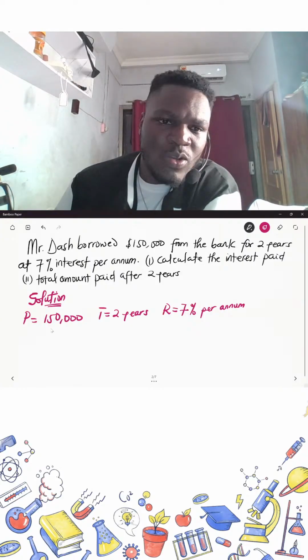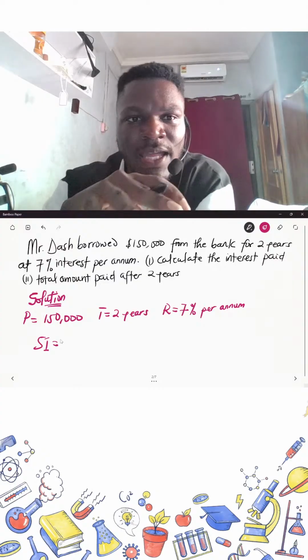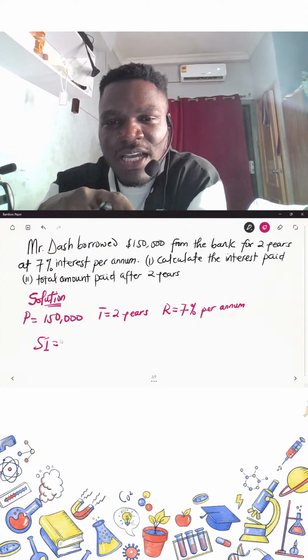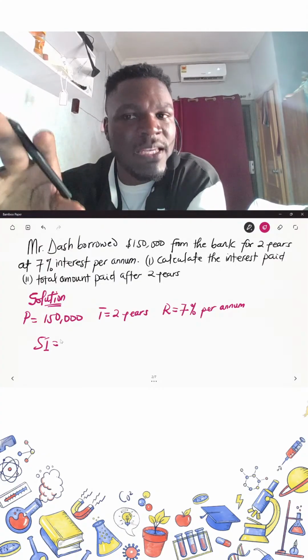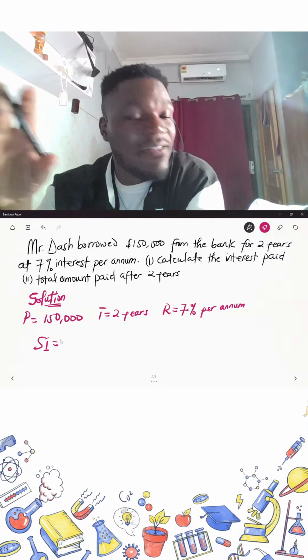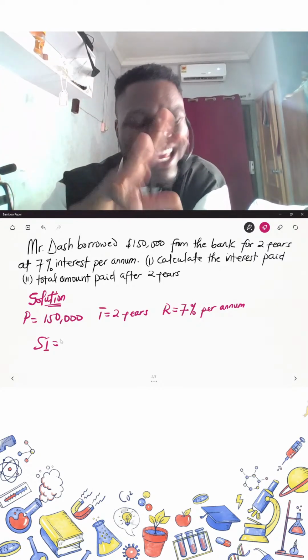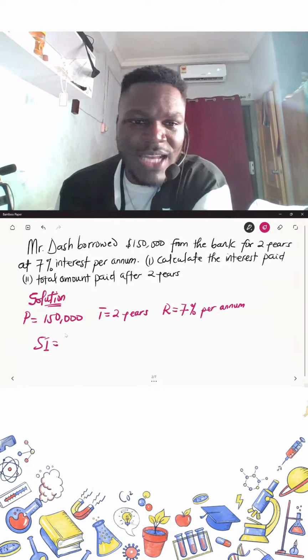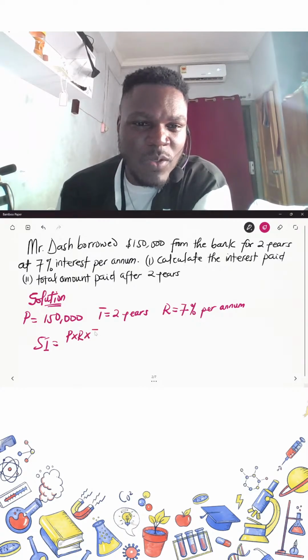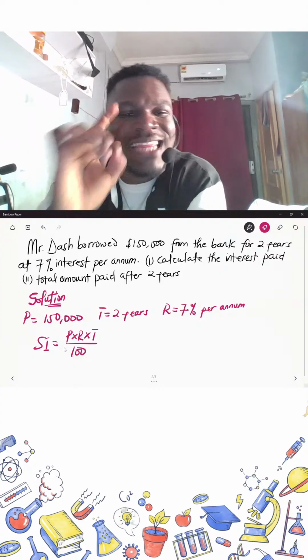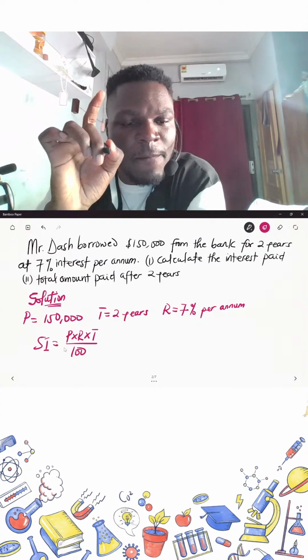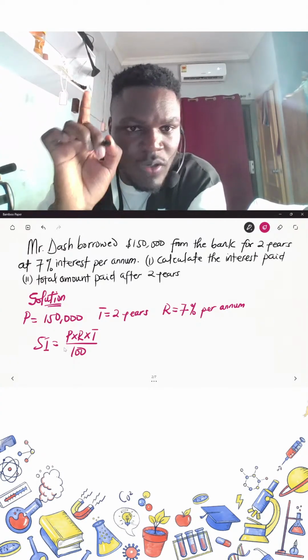Are we okay? So the simple interest here, or the interest on this amount of money, because the question is saying calculate the interest paid. So it means the interest paid after the 2 years. So we are going to calculate that interest right now. To calculate that interest, that is the principal multiplied by the rate, multiplied by the time, divided by 100. And that is how we get the simple interest on that principal.